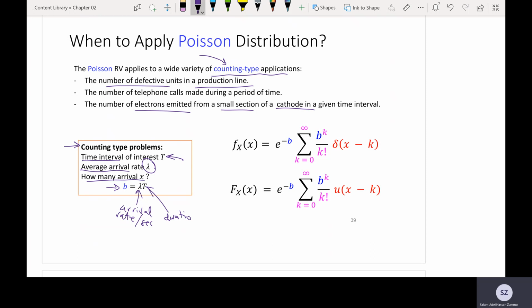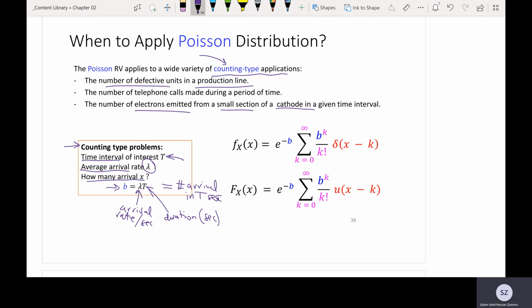In seconds. So if we have an arrival rate per second and a duration in seconds, then what is this unit here? Is it a rate or the number of arrivals? It's the number of arrivals in T seconds, right?